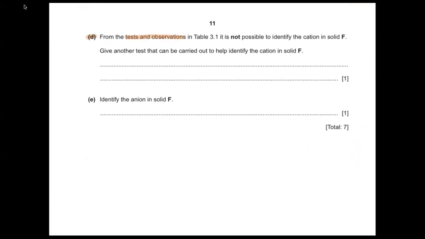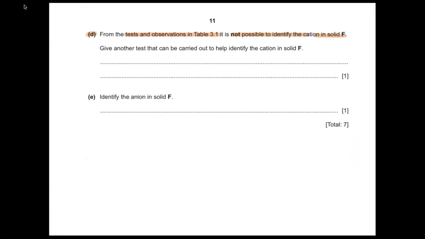D. From the test and observation table 3.1, it is not possible to identify the cation in solid F. Give another test that can be carried out to help identify the cations in solid F. Can anyone tell any other test?